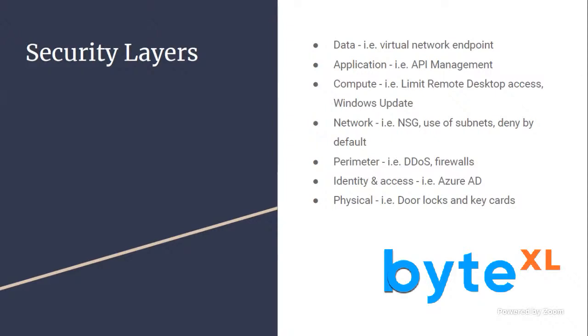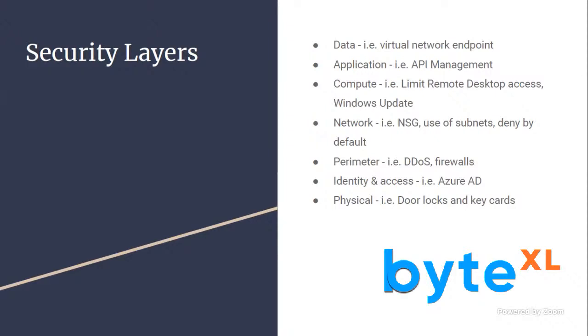Network security rules are a confidentiality basis. Perimeter is denial of service protection, so DDoS, which is availability. Identity and access is Azure Active Directory user authentication, as we discussed today, an integrity basis. And physical security, such as data center biometric access control, door locks, and key cards, is again considered confidentiality.